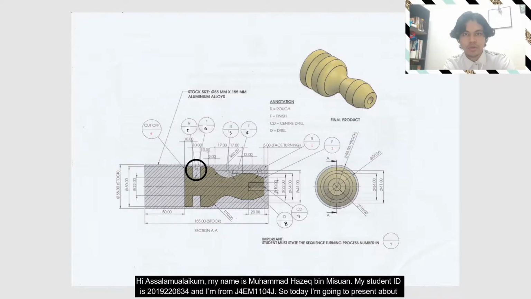2019220634 and I'm from J4 EM110. So today I'm going to present about Lab 1 training for MEM360. For this lab, we have been given a product design and we must complete the technical report by using the turning process.